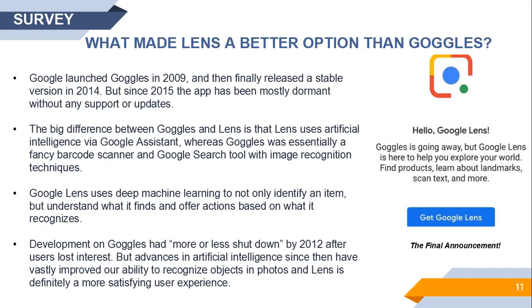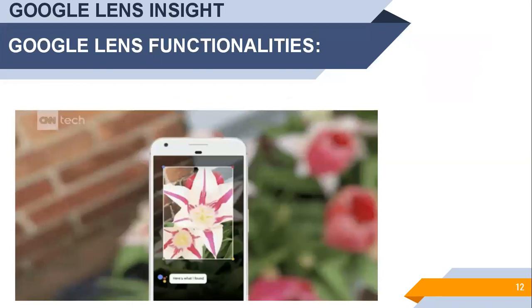So Google Lens uses deep machine learning algorithms. Next, Google Goggles was shut down after 2012. It lost its interest, and Google Lens was starting to develop. So this was the best for Google Lens. So Google Goggles disappeared.